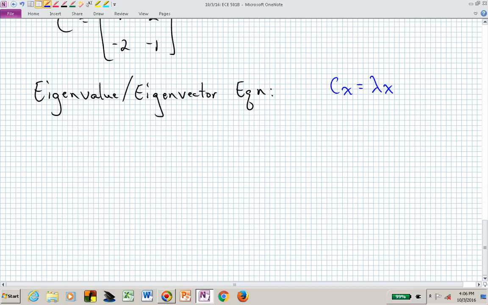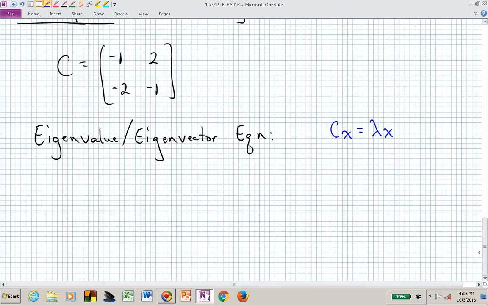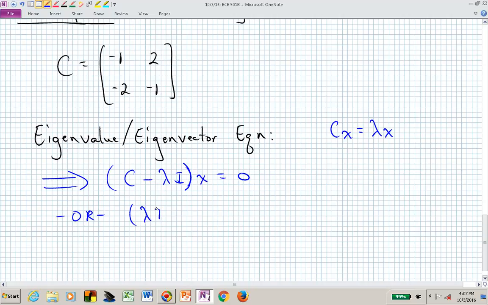But with this eigenvalue-eigenvector equation, we can now rewrite that as (C minus lambda I) x equaling 0. Or you could have done the negative of that. We could take everything on the other side, and we could have (lambda I minus C) times x equals 0, and that also would be true.